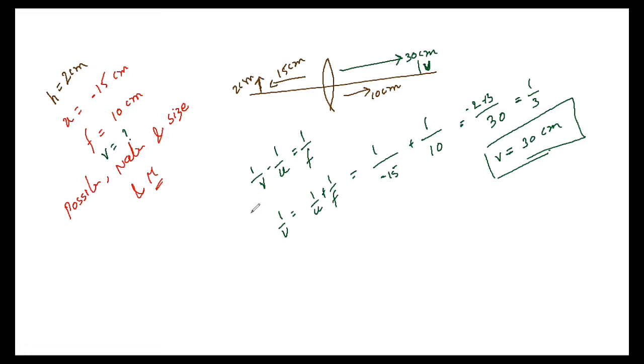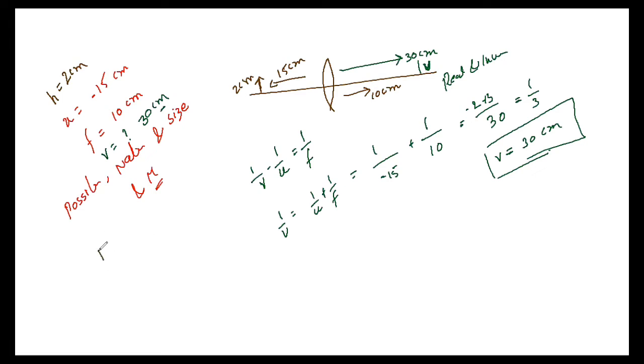Is the image erect or inverted? Inverted. The image is inverted and real. So I got a real and inverted image, and the v value is 30 centimeters. Now what should I do? What's the next calculation?